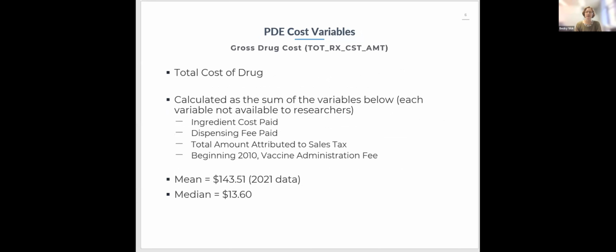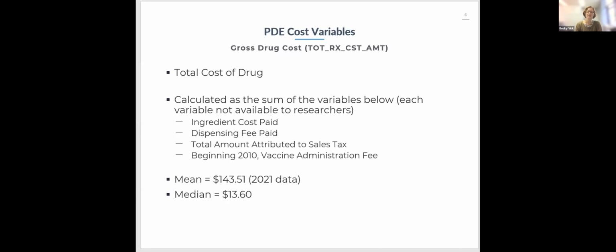So starting with the total RX cost amount, just on a high level, it contains the total gross cost of the drug. It is calculated as the sum of the variables below: ingredient cost, the dispensing fee, the total amount attributed to sales tax, and starting in 2010, the vaccine administration fee. Those components are not available in the PDE drug event file.